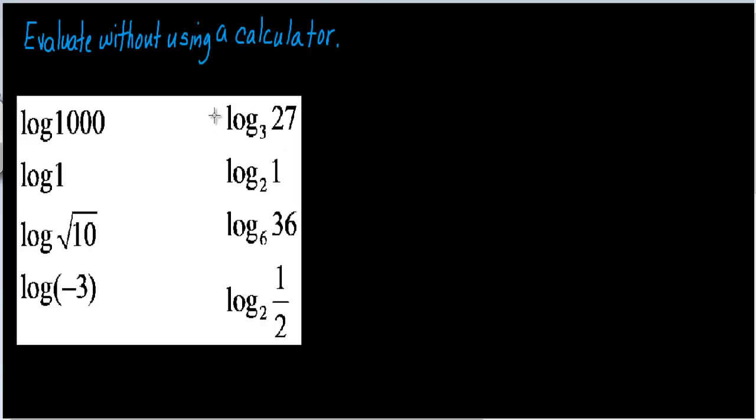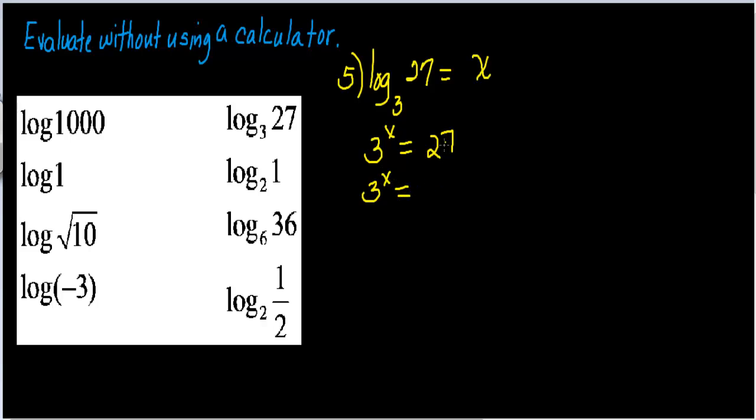Let's do this one here. That would be number 5. Number 5, log base 3 of 27 equals x. So 3 to the x power equals 27. I can rewrite 27 as a power, right? I can write 3 to the third power. And now I have equal bases, so the exponents must be equal, x equals 3. There you go. So that means that log base 3 of 27 equals 3.